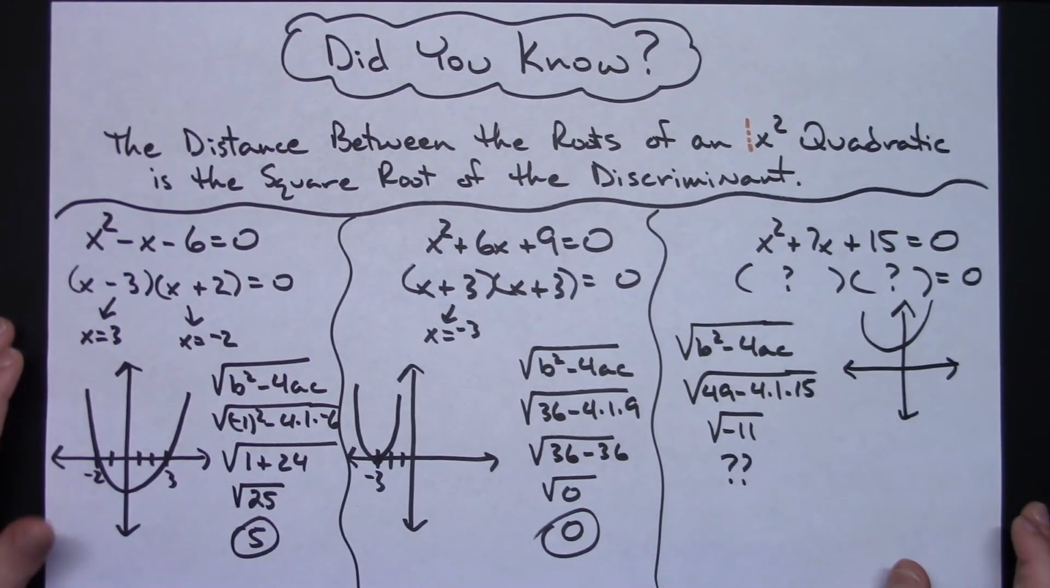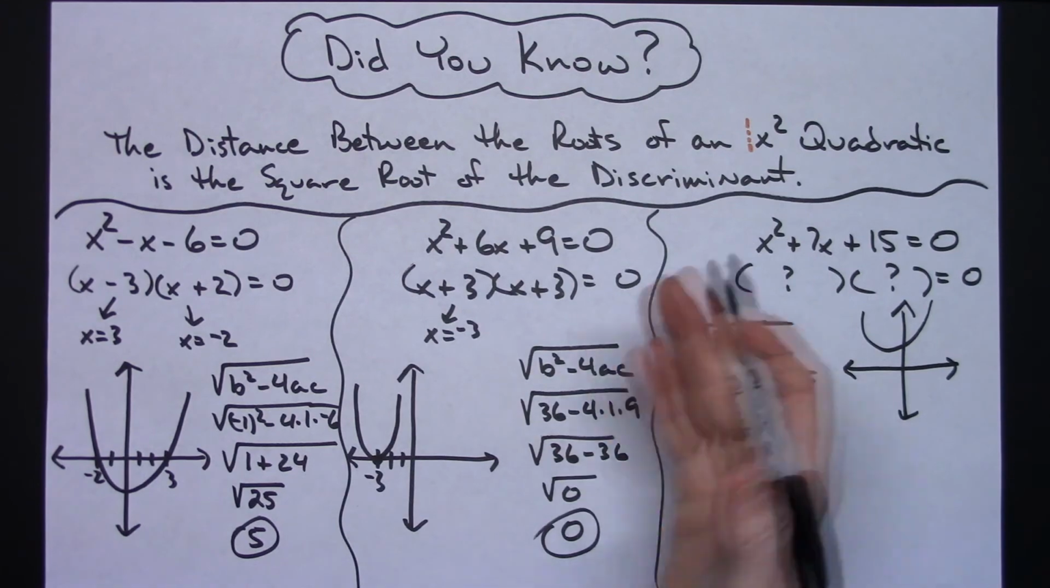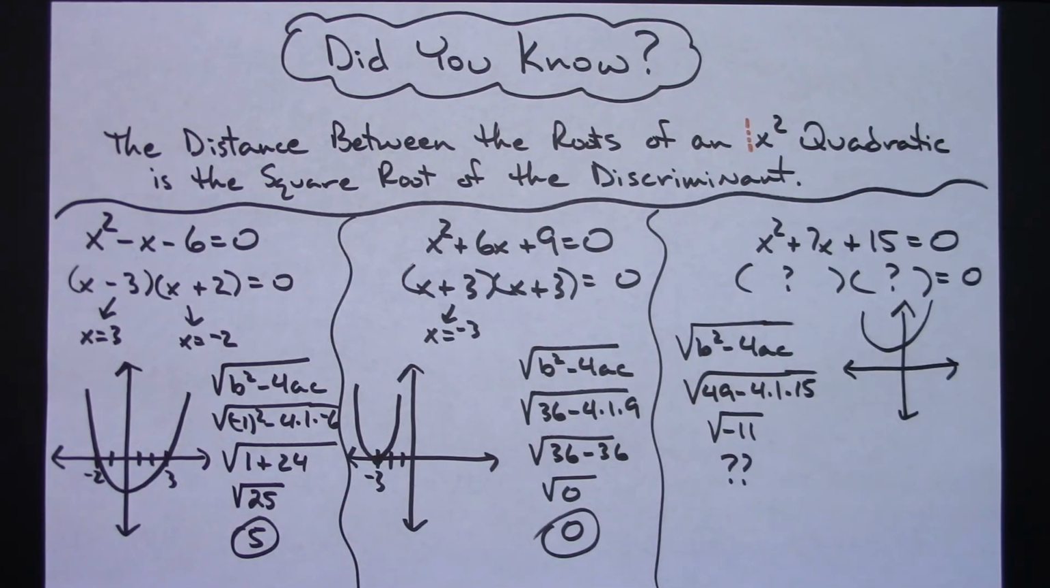So just an interesting little fact on how that actually works, and if you've never really thought about it like that, it's a nice way to take a look at that. But the distance between the roots of an x squared quadratic with a leading coefficient of 1 is going to be the square root of the discriminant.